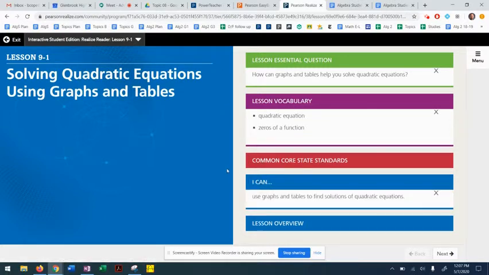By the end of this lesson, I want you to be able to use graphs and tables to find solutions of quadratic equations. So we're going to focus a lot on Desmos. We're not going to use the calculator much because I'm not sure if all of you still have calculators. We're going to mostly focus on Desmos and doing tables on Desmos.